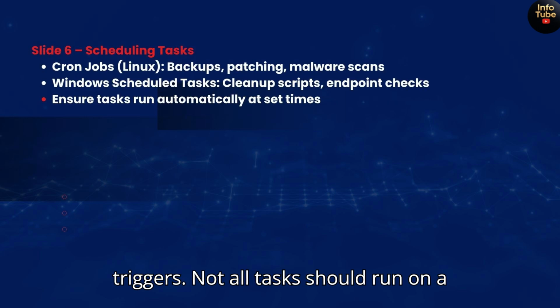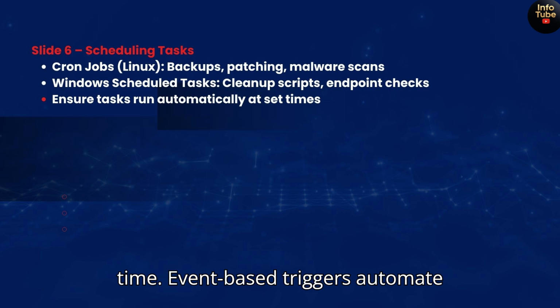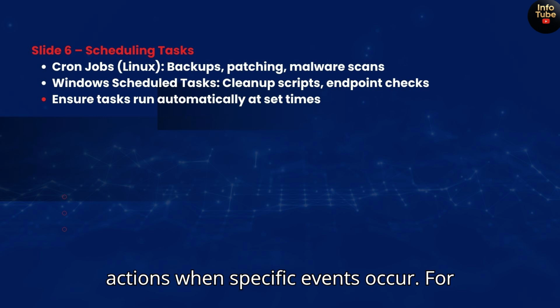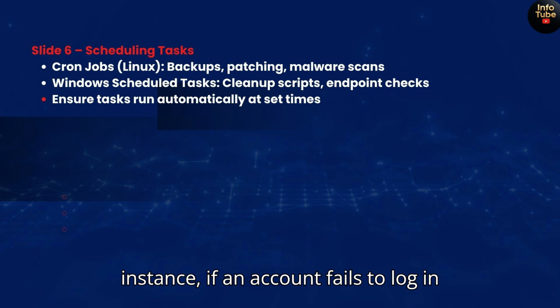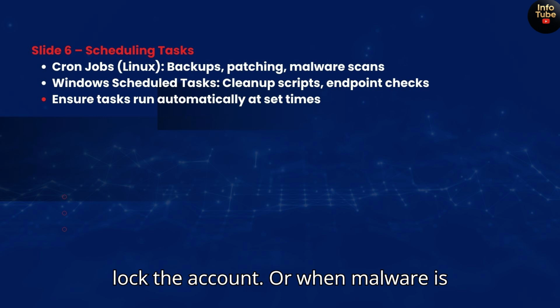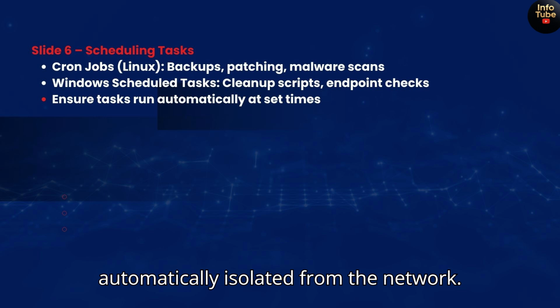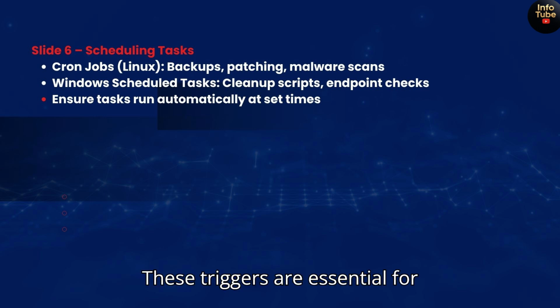Event-based triggers. Not all tasks should run on a schedule. Some should respond in real time. Event-based triggers automate actions when specific events occur. For instance, if an account fails to log in 5 times, a trigger can automatically lock the account. Or when malware is detected, the endpoint can be automatically isolated from the network. These triggers are essential for real-time incident response.